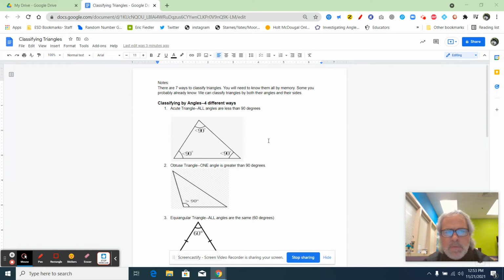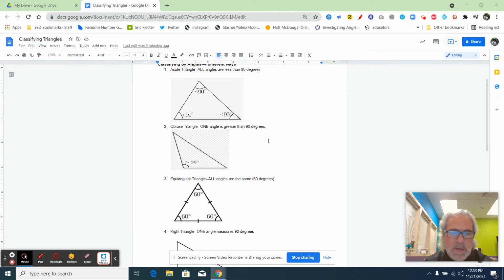Now, the second video talks about why all the angles of a triangle have to add up to 180 degrees as well. So that's an equal part of this, but this course teaches this first, and then all the angles add up to 180.